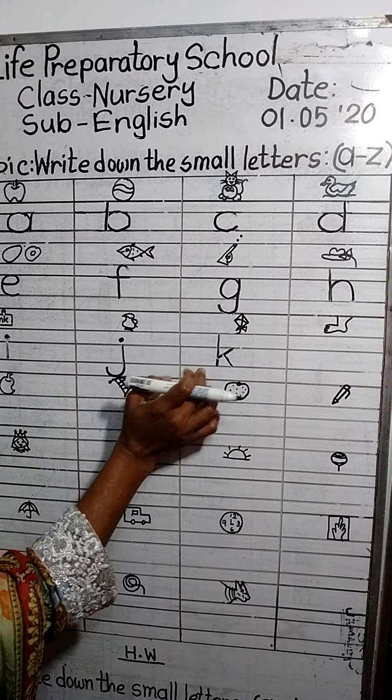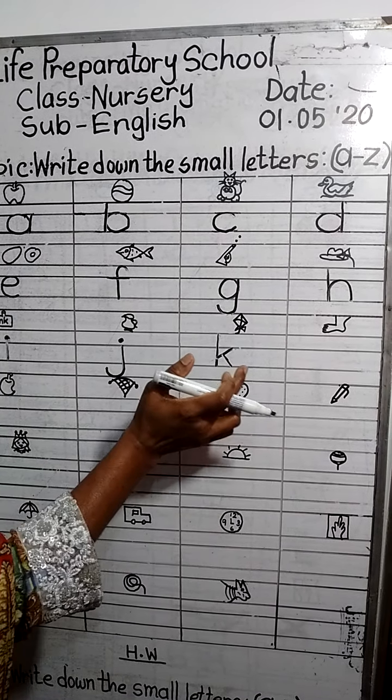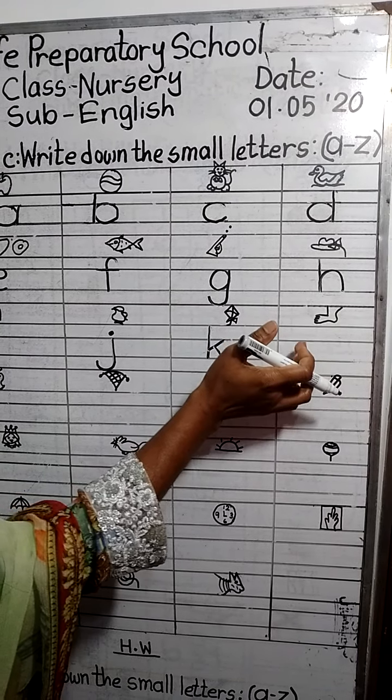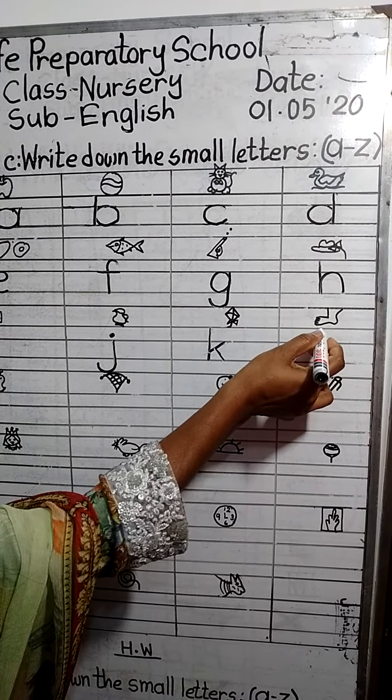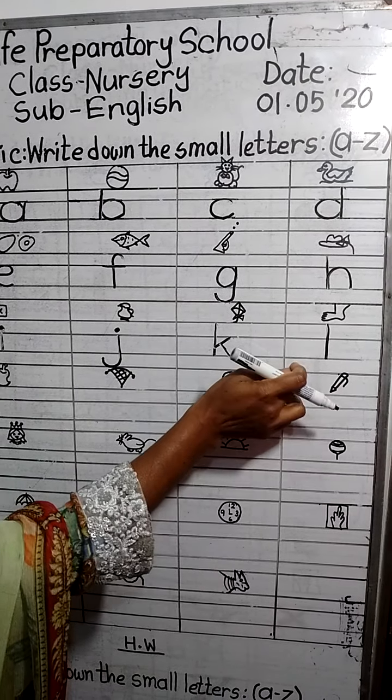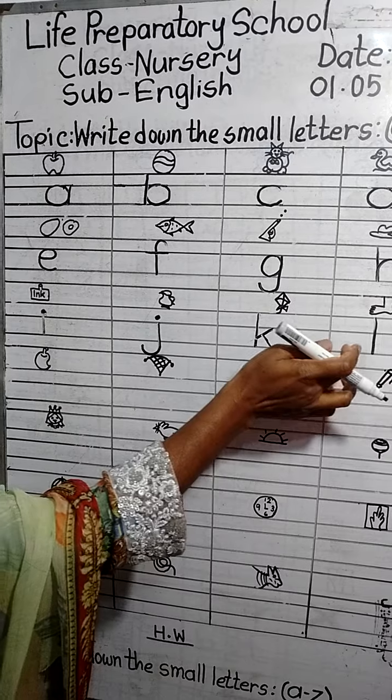K, after that small letter L. Everybody, do you know which row small letter L is in? Small letter L, first row to second row. I will draw a straight line, first row to second row. What is this letter? This letter is small letter L.